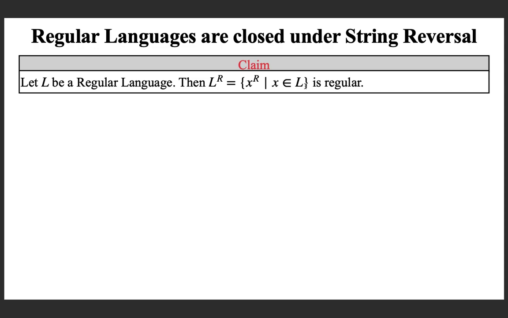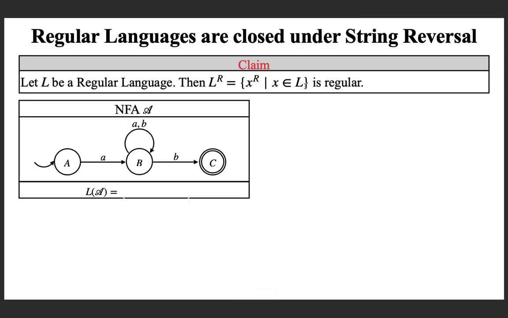Look at an illustrative example. This is an NFA given. Can you tell me what is the language represented? It is easy to see that the language is the set of all strings starting with a and ending with b over the alphabet set {a, b}.